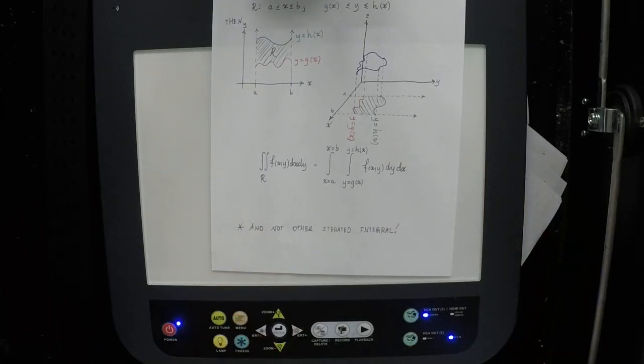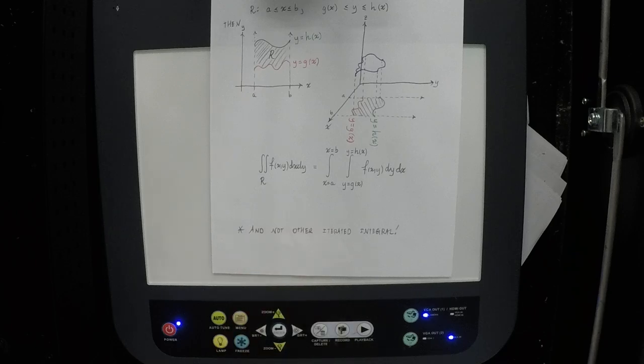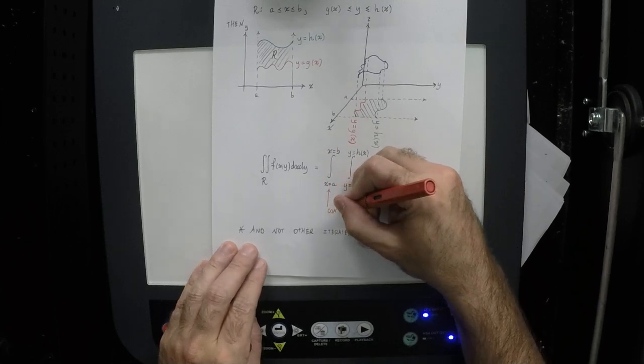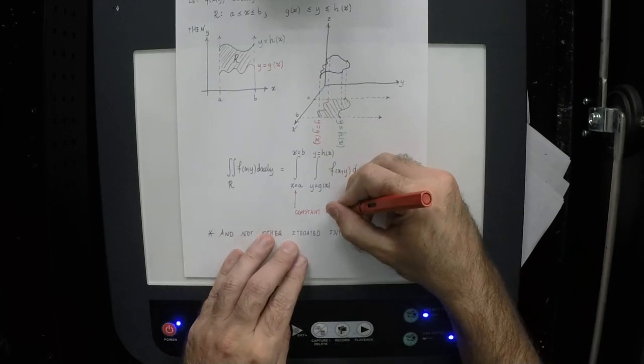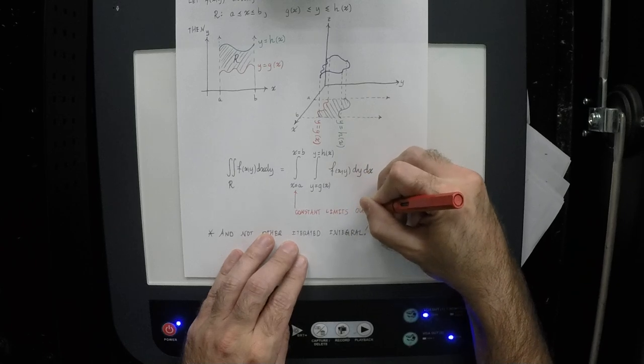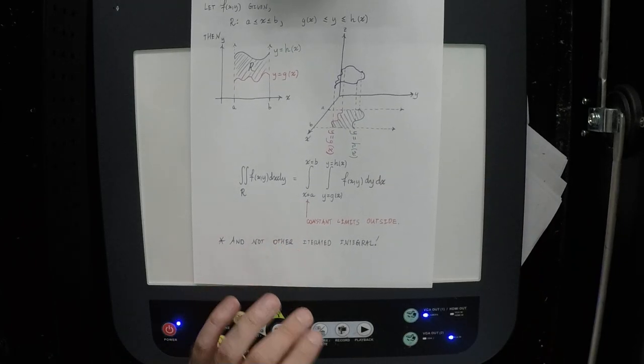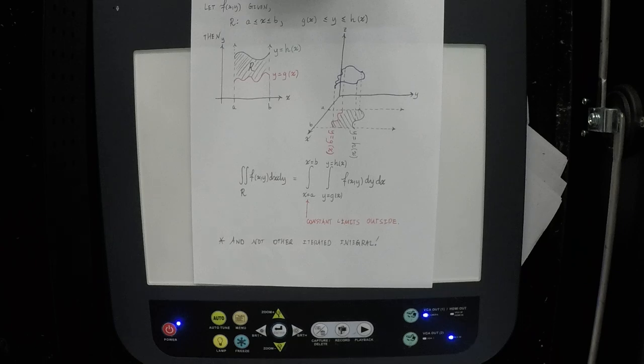We'll get used to what this means, but for now, what I want you to observe, and this will be an important matter, is that we'll need to have the constant limits on the outside. So when the region you're integrating over is a rectangle, that means the x's are between constants and the y's are also between constants. You can view that as one of the reasons why it doesn't matter which kind of bread slices you use, because the x's are between constants and so are the y's.